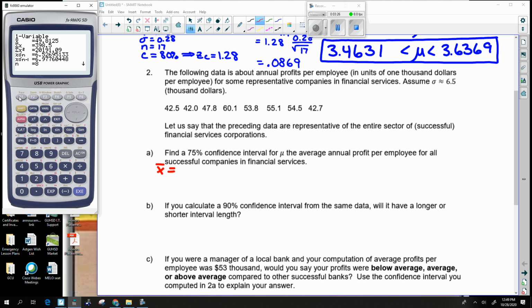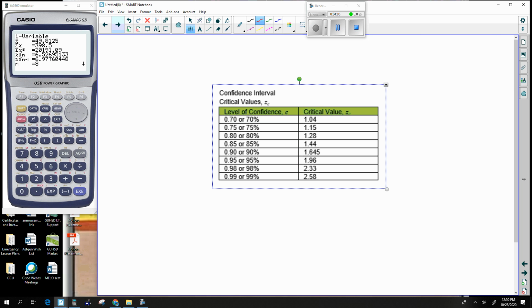So I calculate one var, and I see that my sample average is 49.8125. Okay, use the standard deviation that they provide of 6.5. Don't take it from your calculator. The sample size in this case was 1, 2, 3, 4, 5, 6, 7, 8, and it's also verified on my calculator, 8. And then I want a confidence of 75%. So that 75% is going to tell me that my ZC is 1.15.